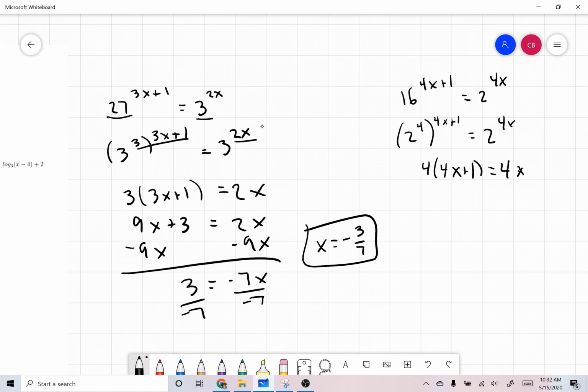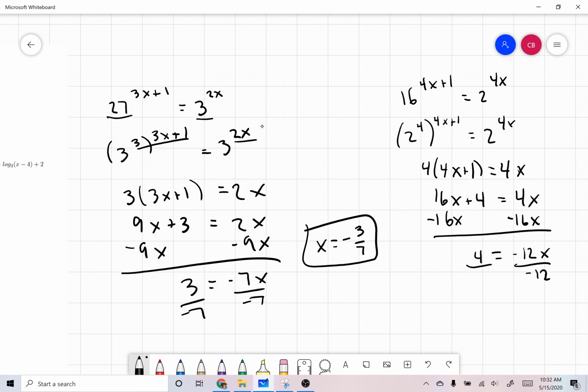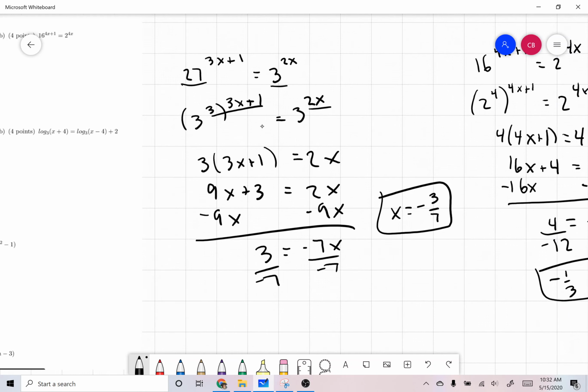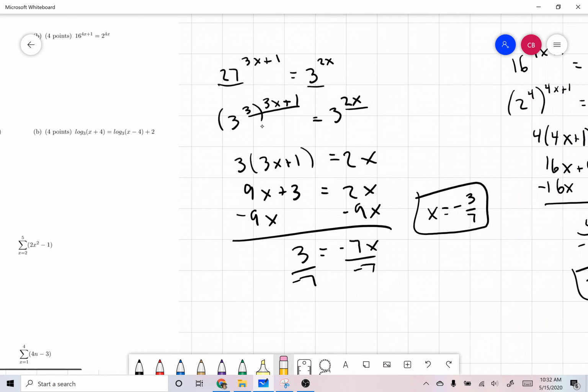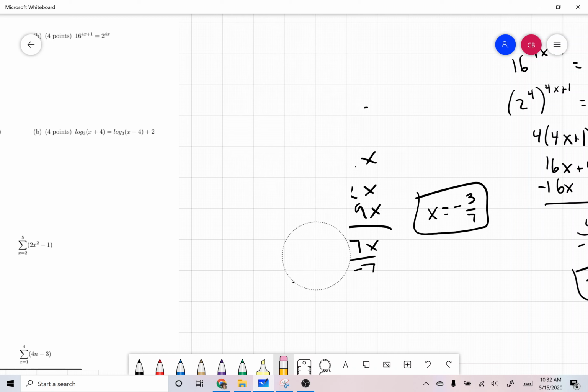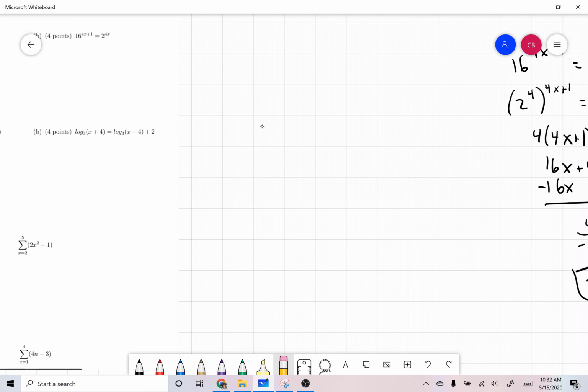Okay, so we have these things going on. That's 16x plus 4 is equal to 4x. We subtract 16x. 4 is equal to negative 12x divided by negative 12. This is negative 1/3 is equal to x. Okay, so that's how we get through those two. For the next ones, we do have to check them. So let's do this.